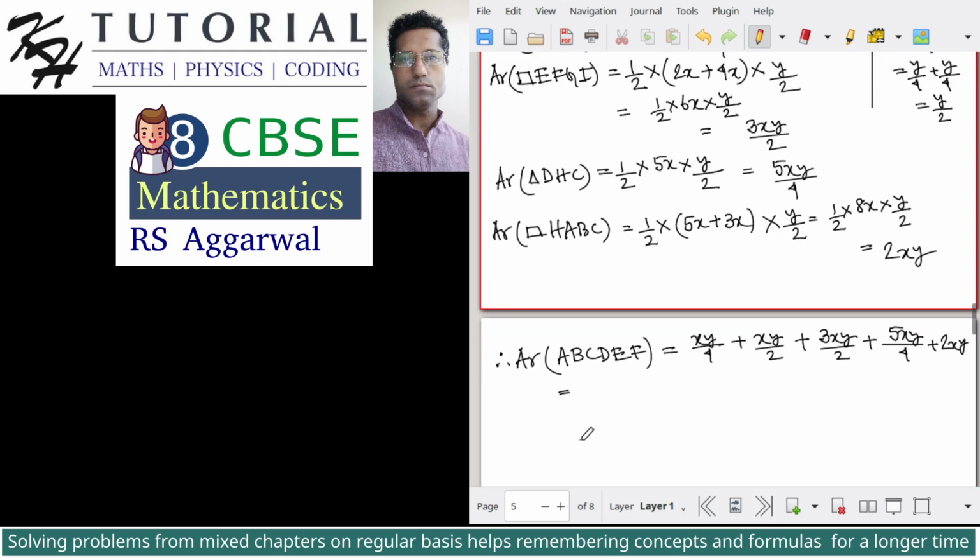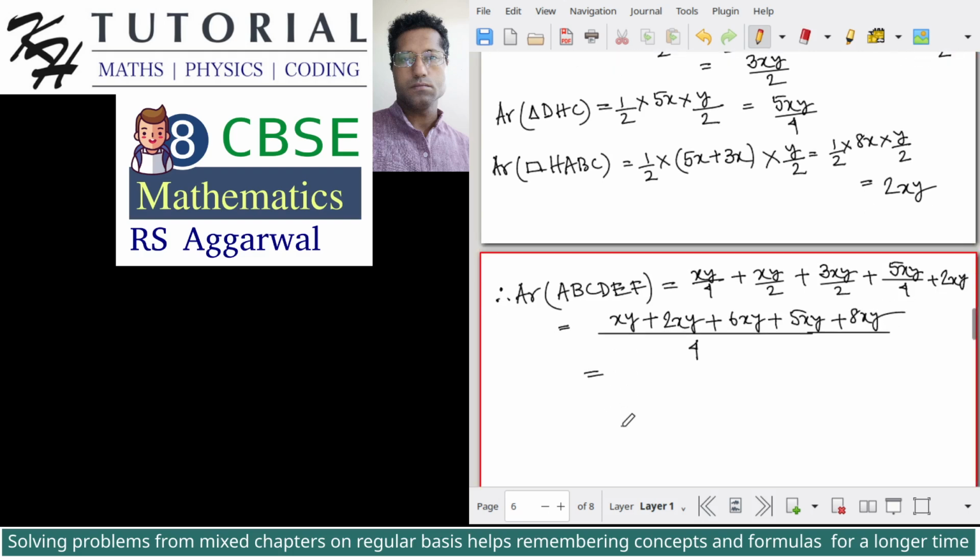So if I simplify this, what will be the LCM? LCM is 4. We have xy plus 2xy plus 6xy plus 5xy and plus 8xy. So this is equal to 3, 9, 14 and 22. So 22xy by 4. Okay. So this is the area of the entire hexagon.